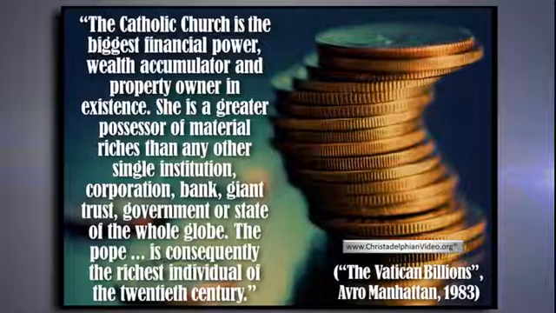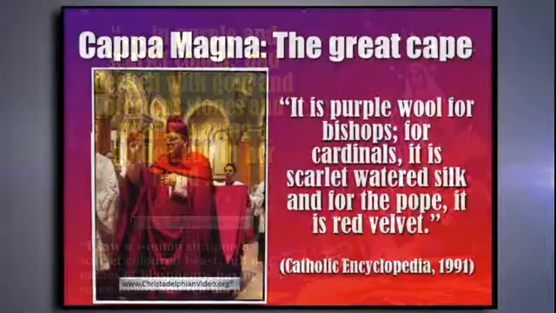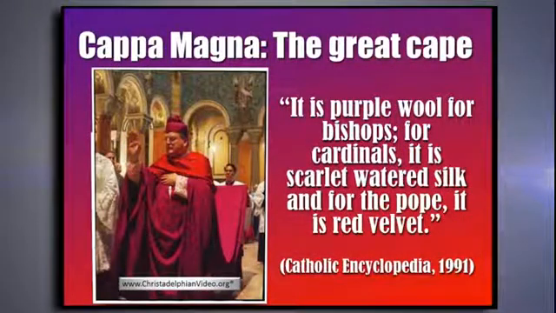She's in purple and scarlet coloured, okay? And if you look at pictures, if you go into any of the cathedrals or chapels, you will see something like this. So this is called the Cappa Magna, which means the Great Cape. And you can see it's a purple wool for bishops. For cardinals, it is red. It's a scarlet watered silk, and for the Pope, it is red velvet. It really denotes the leaders here.